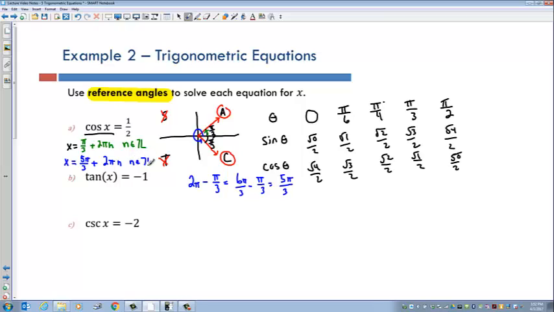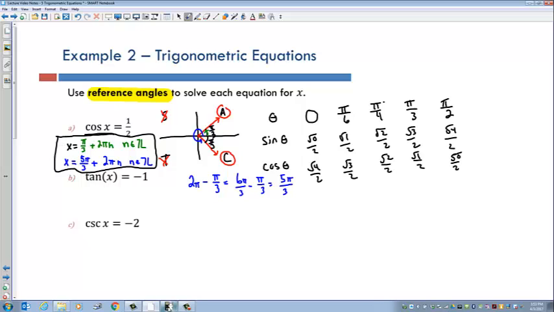So element, this symbol here looks like an e. It means element of the integers. All right, and that's my complete set of solutions here. So we put a little box around this.